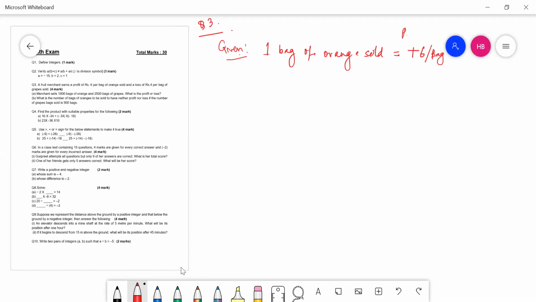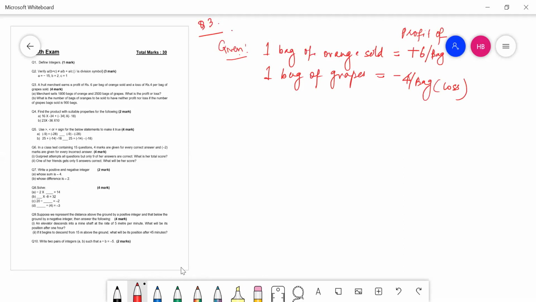I'll write profit of rupees 6 per bag, and then it is written a loss of rupees 4 per bag of grapes sold. So 1 bag of grapes is equal to minus 4 per bag. Minus denotes the loss. So there is a loss of 4 rupees per bag, and with the orange sold, he's getting a profit of rupees 6 per bag. That is already given in this question.